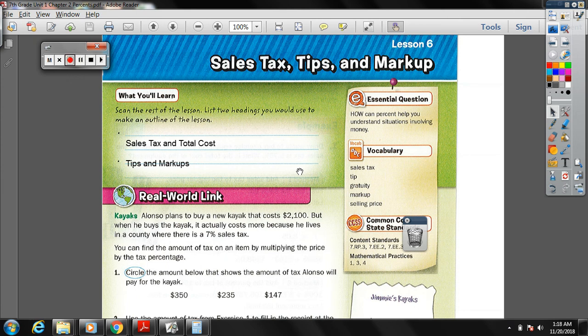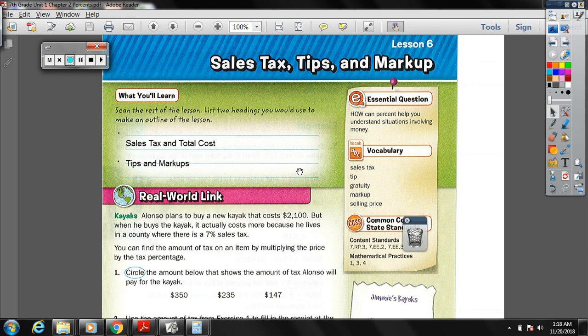Hello, today we are going to talk about sales tax, tips, and markup for lesson 6. A couple of things we are going to learn about today include sales tax and total cost, tips and markups. And there are many other things that we will see, such as gratuity, the selling price, and so on. So let's begin. First, we got the real world link.